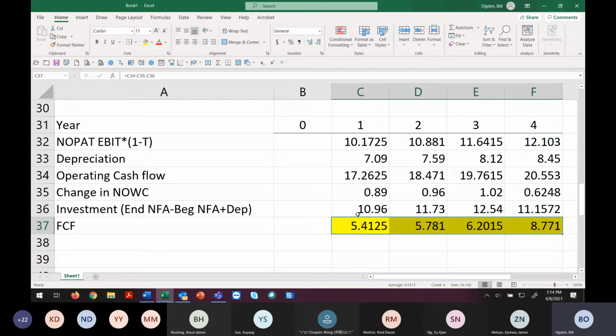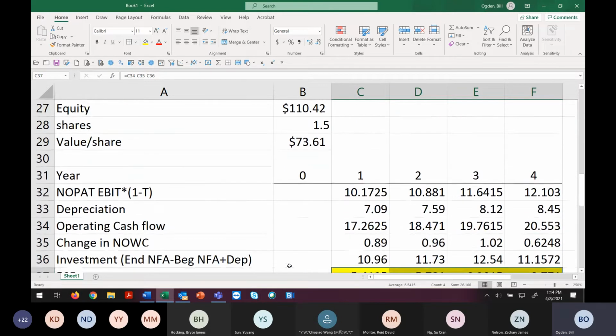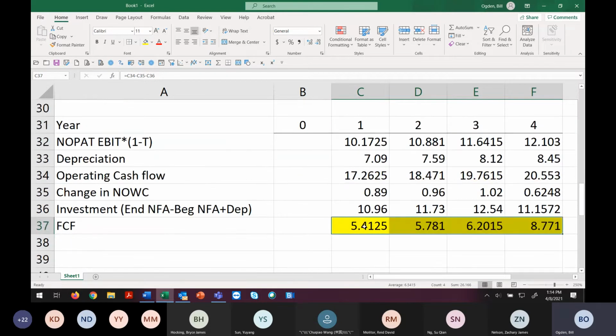you are given investment, and you're given the change in operating capital. Nowhere in the problem will you find net fixed assets. So you have to do that problem. That's problem number 23 in chapter 19. You have to do it this way. But once you have the free cash flows, everything from that point on is just what we've already done. So I don't care to spend time repeating all that.